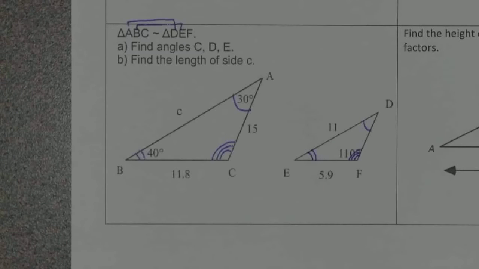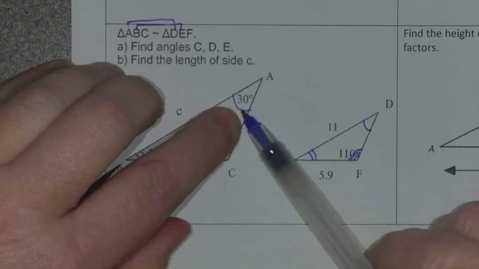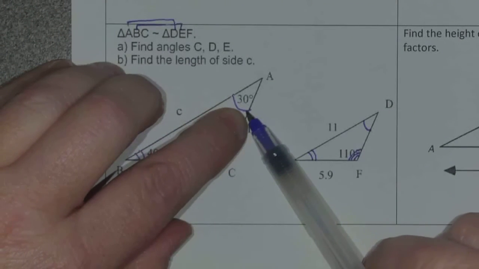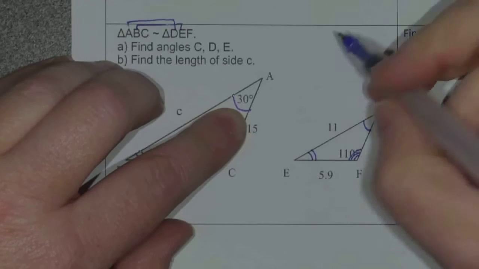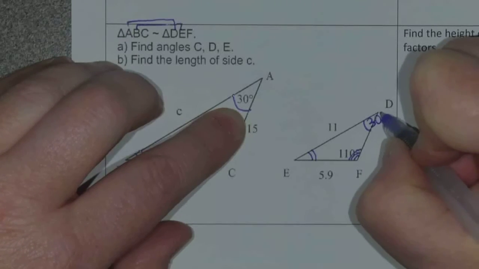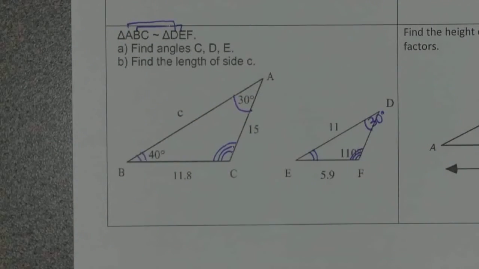Now that we have them marked, some of the angles have measurements in them. And if they have measurements in them, we can mark it on the other triangle. So do you see how this angle marked with 1 marking right here is 30? If it's 30, what does angle D have to be? 30, because they're congruent to each other from our similarity statement.